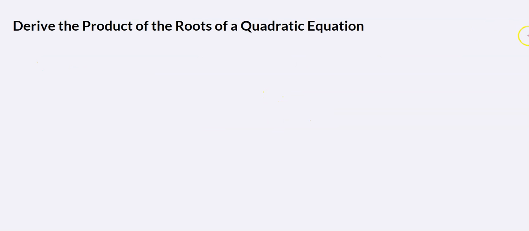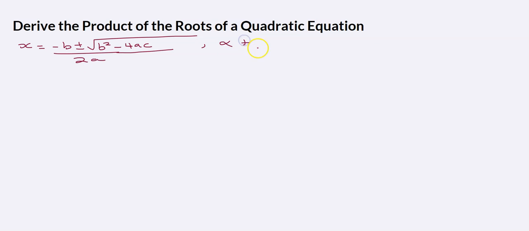So let's go ahead and derive the product of the roots of a quadratic equation. So like we showed earlier, x equal to negative b plus or minus the square root of b squared minus 4ac divided by 2a. So what we're going to do here is make some good assumptions. One of them is that we have two roots, and our roots here are going to be alpha and beta. These are going to be the two roots. Let's use a comma here to show that. So we have alpha, beta.